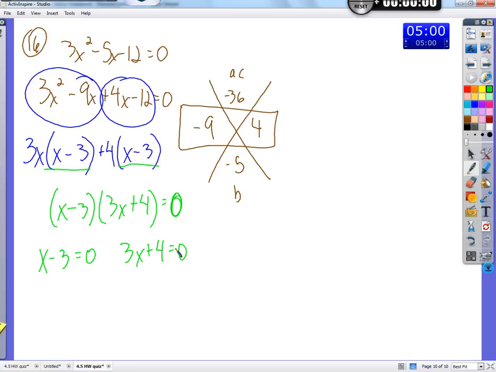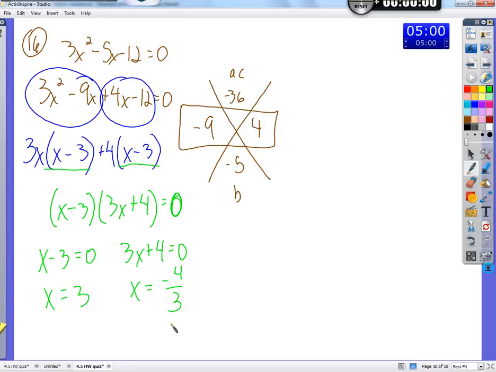Right. Why can we do that? Because they're multiplied by each other, so one of them has to come out to be 0. Exactly. We multiply these two numbers together, this one and this one. We got 0. The only way for that to happen is for one of those things to be 0. So make them both 0 and solve for x. X is 3. X is negative 4 thirds. Subtract 4, divided by 3. And that's it.